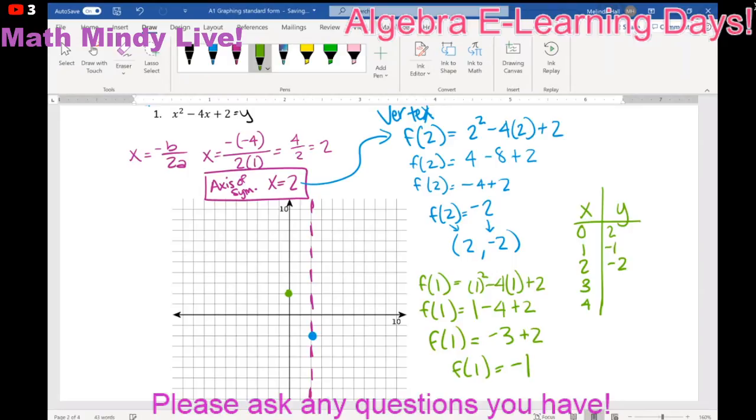And so then plot that point at 1, -1, and just keep in mind that you're staying off of the y-axis. And so we have a nice little curve going on this side. And so hopefully it is a mirror image when we plug in the 3 and the 4. Let me get rid of these numbers.